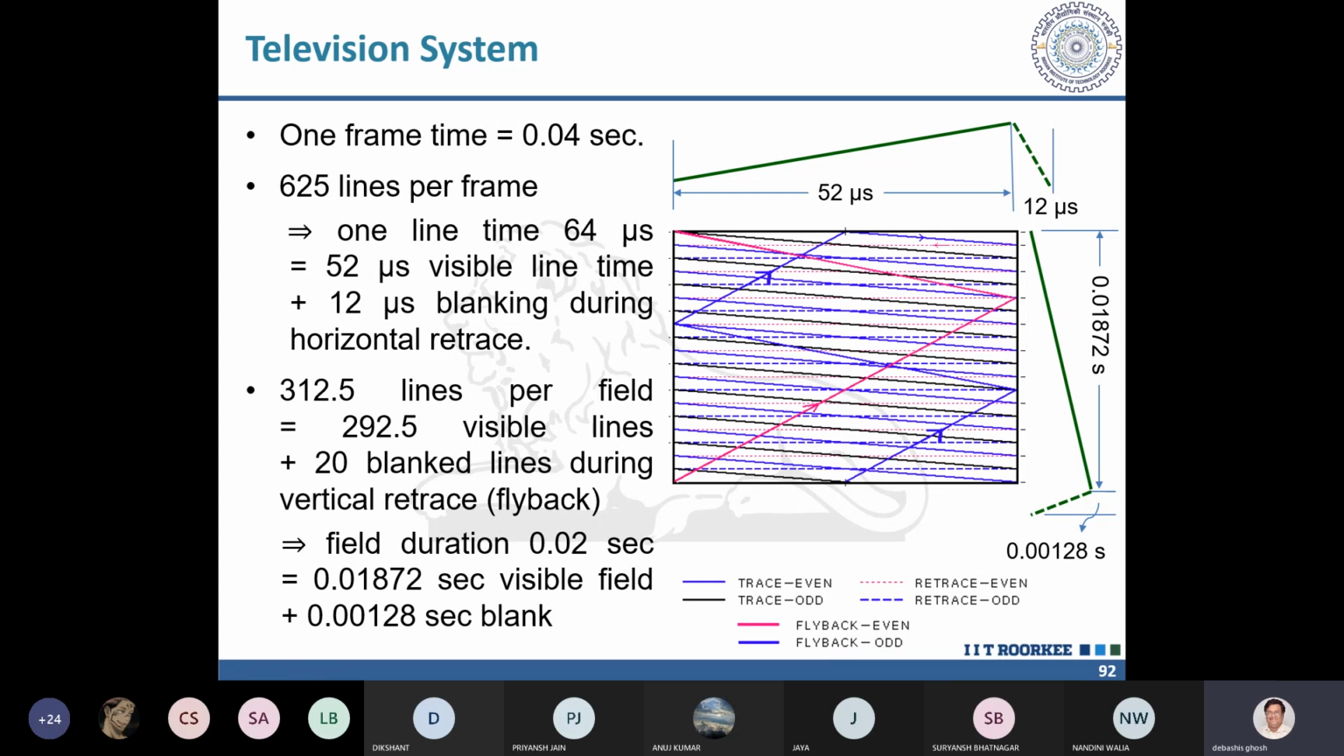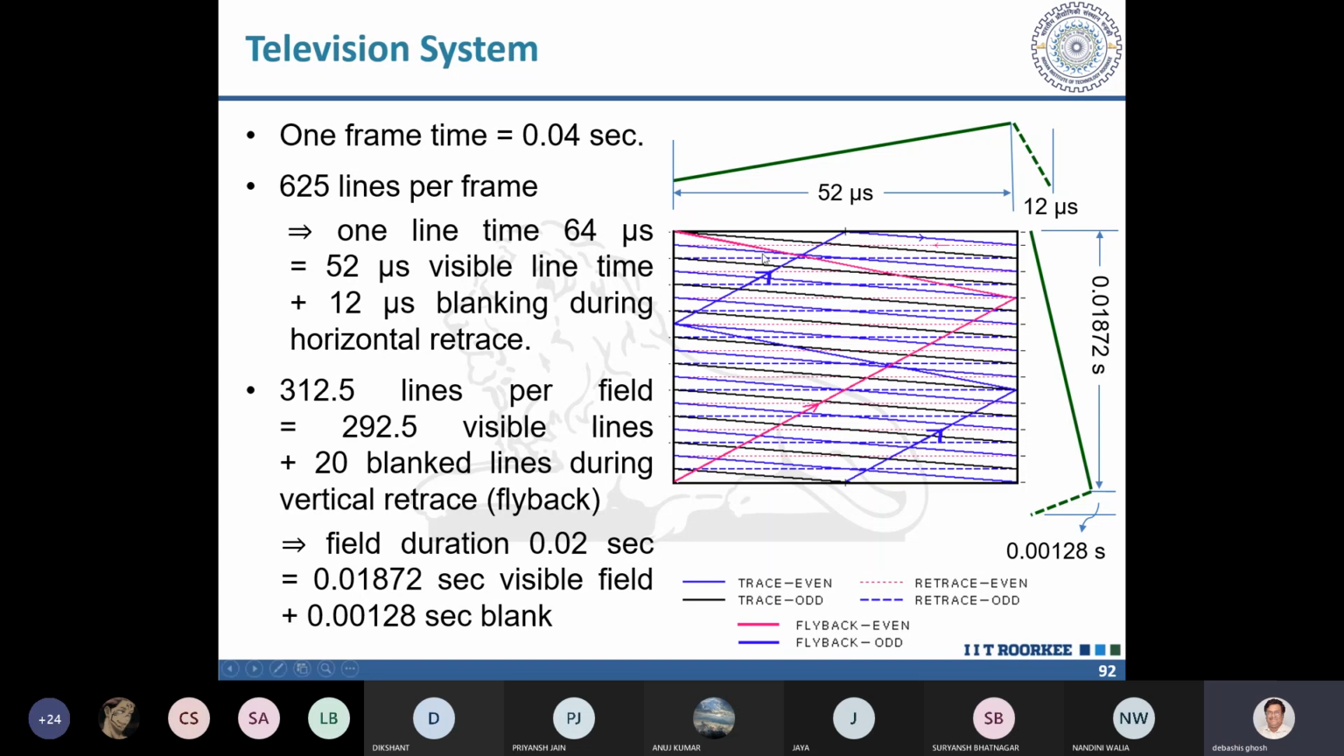Now this whole frame, as I said, is divided into two fields. Since I have 625 lines, in each field I will have 312.5 lines. This is very important. Why 0.5? That's why I have taken an odd number. If it is an even number, then it will not be 0.5. But this 0.5 is very important. What happens when I am having the odd numbered field? The first field is the odd numbered field. The second field is the even numbered field.